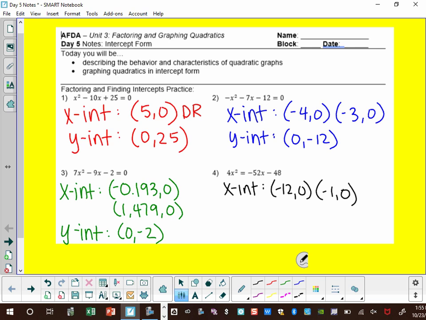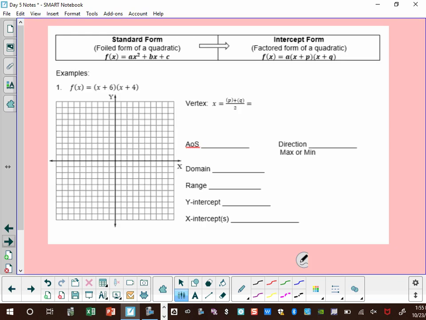Okay, that was all about the graph. We're going to do 2 of these together, and then I want you guys to do the rest. Look at number 1. Let's type x plus 6 times x plus 4 into Desmos.